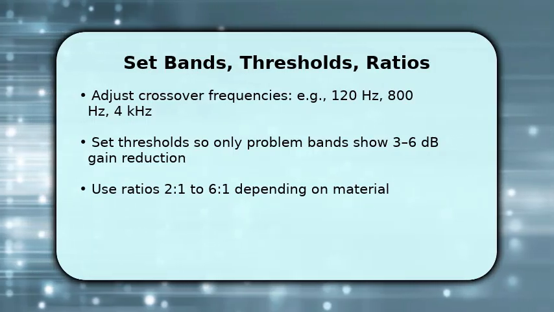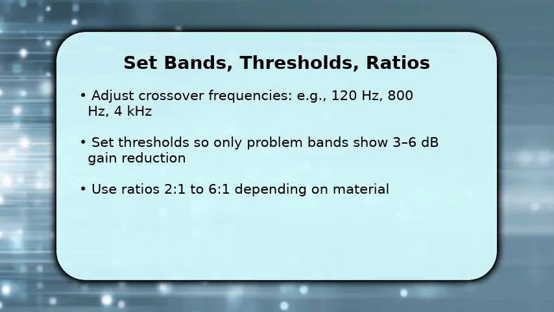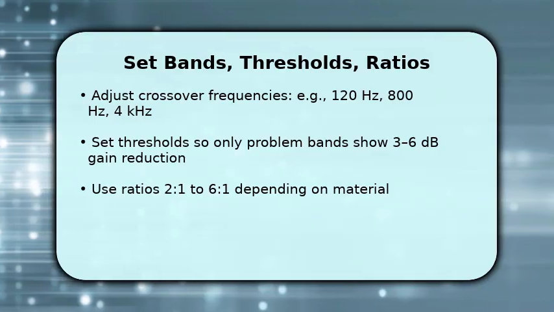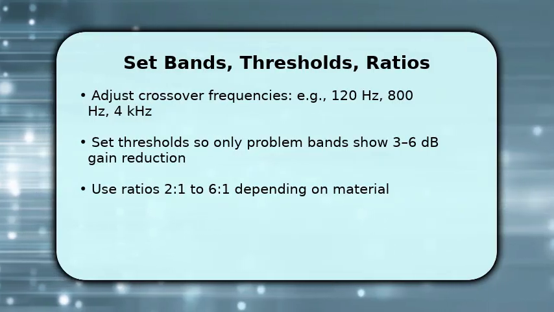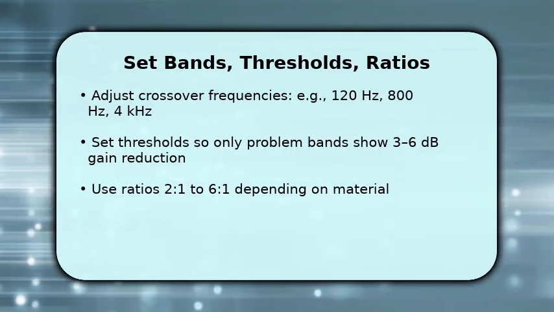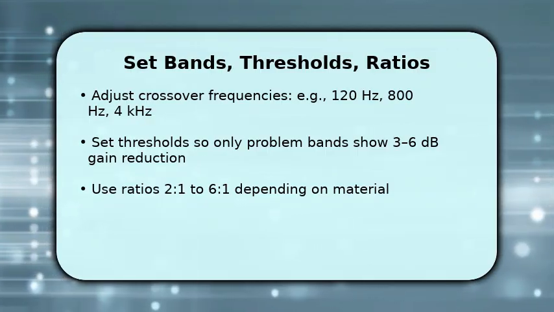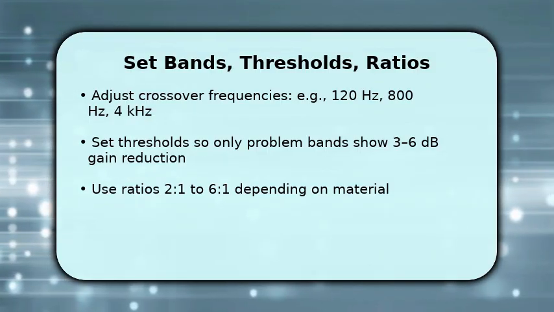Lower the threshold until you see 3 to 6 dB on the meter for subtle control, and increase the ratio for more aggressive tightening. Once done, set attack and release. Fast attack for transients you want to tame, slower release to preserve natural decay, then engage look-ahead if needed to catch peaks. Make sure to compare bypassed and processed signals.